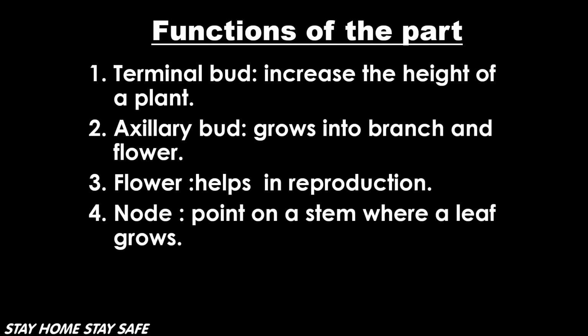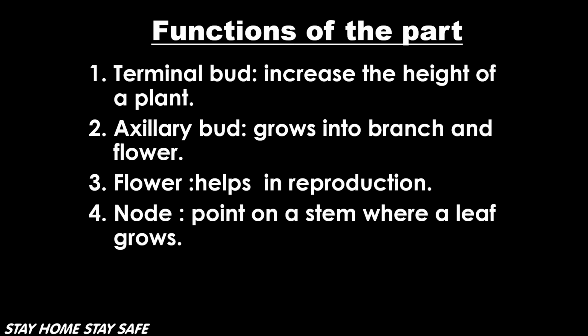Then you have the second bud we call the axillary bud. I told you it comes from the word axil. So this bud, which is between the leaf and the stem, is what we call the axillary bud. And what does it grow into? It grows into the branch and the flower. So any new branch you see on the plant or the flower, it comes from the axillary what? Bud.